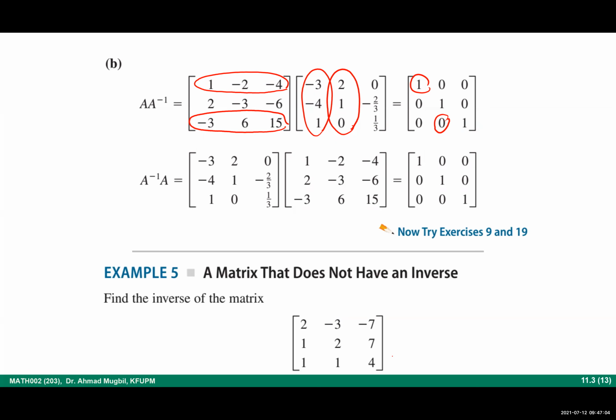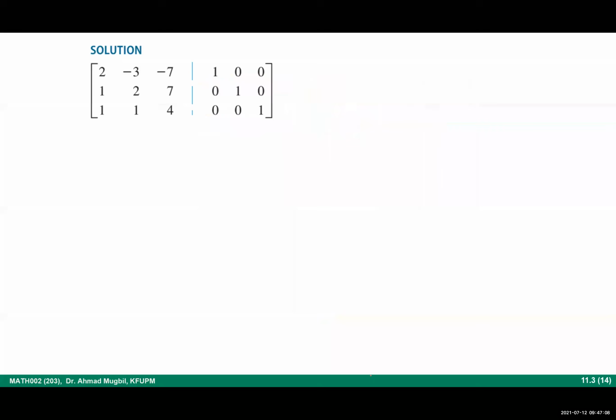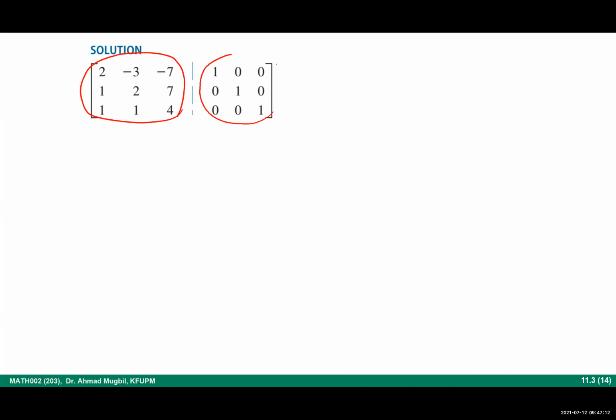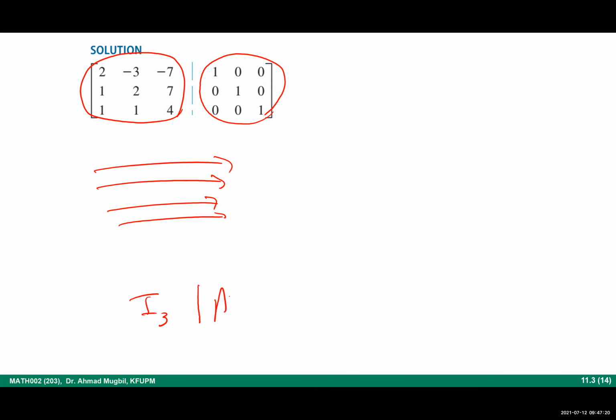Let's take another example with another matrix. This is a matrix. Again, we will write this matrix here on the left. We will write the identity matrix on the right. We will do elementary row operations until we have the identity matrix on the left and the inverse will be on the right, if we can do that. Okay? So what we will do, ya shabab?